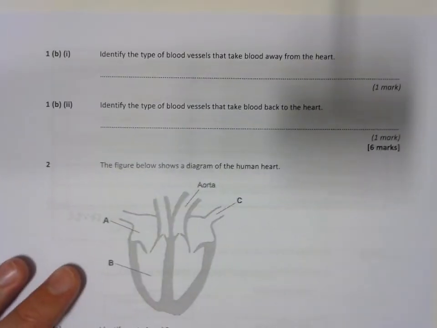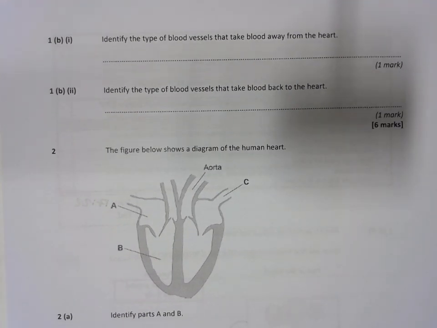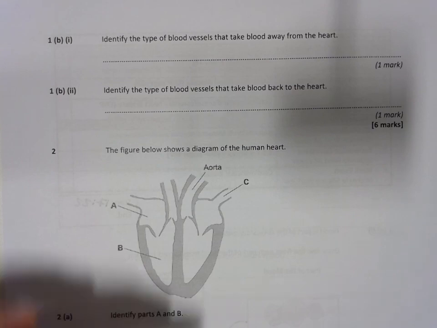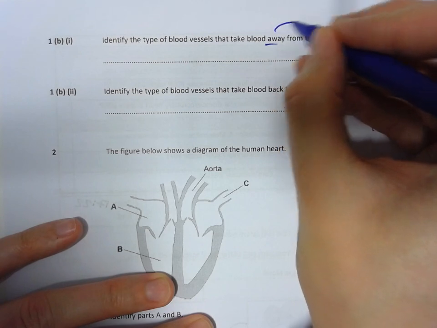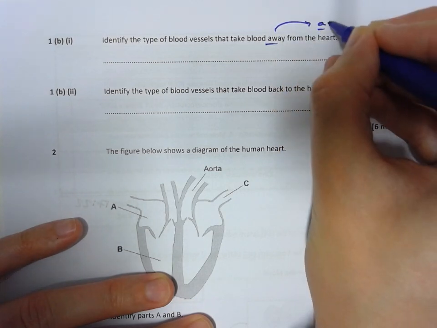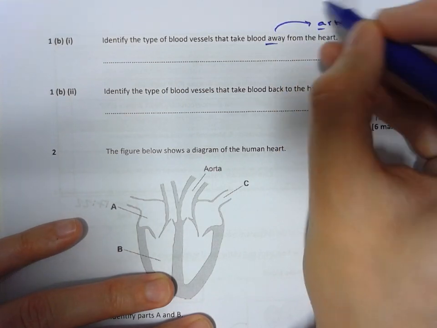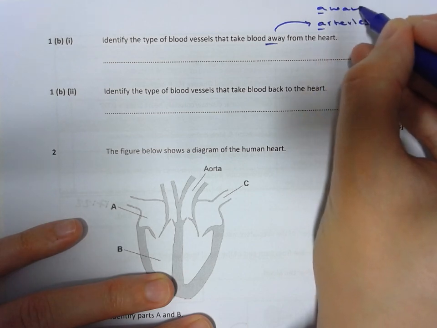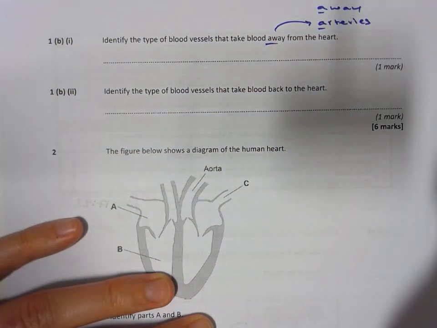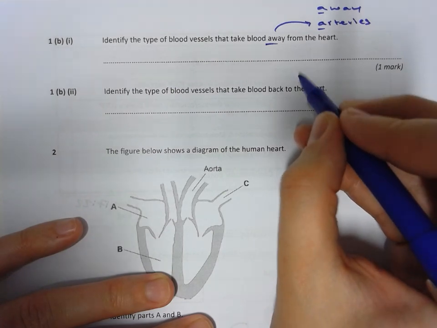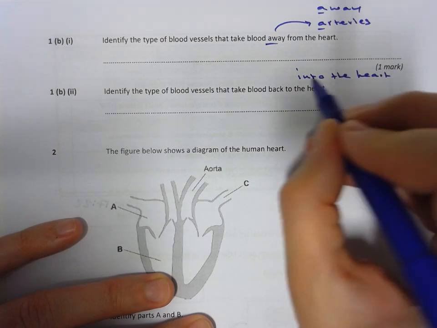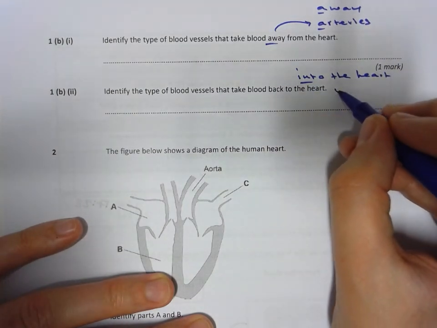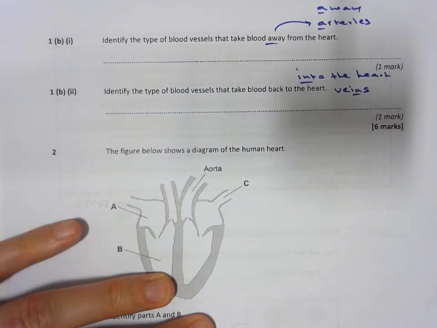So the way to remember this is that blood vessels which take blood away are arteries, and that blood vessels that take blood back, I like to say into the heart, they would be veins, because we've got the IN in there.